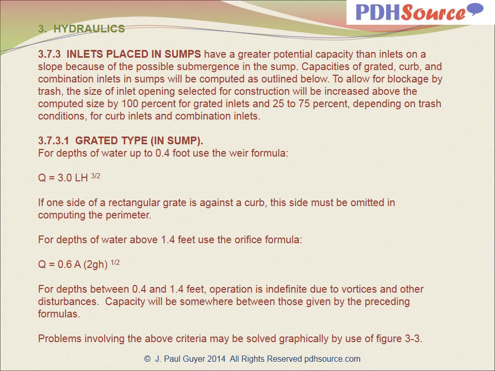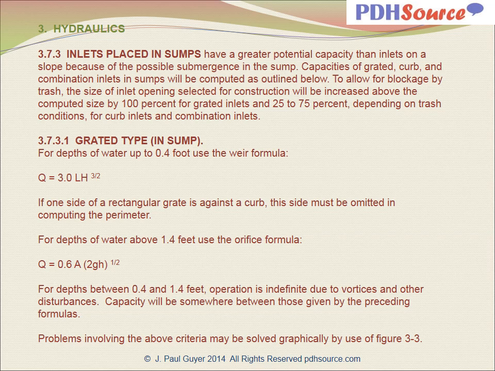For a graded type of inlet in a sump, for depths of water up to 0.4 feet using the weir formula, Q = 3.0 L H^(3/2), where L is the length and H is the height. If one side of a rectangular grate is against a curb, this side must be omitted in computing the perimeter.